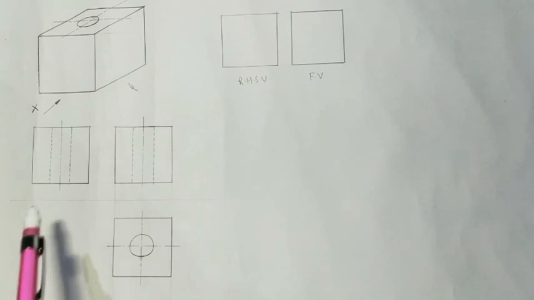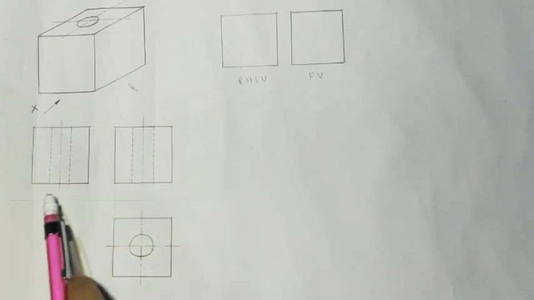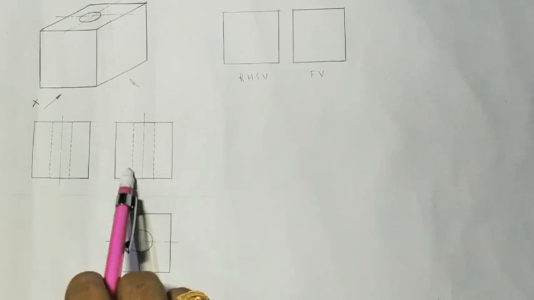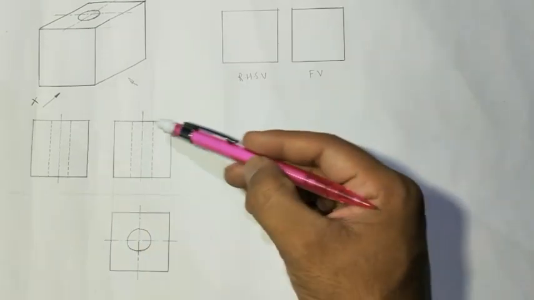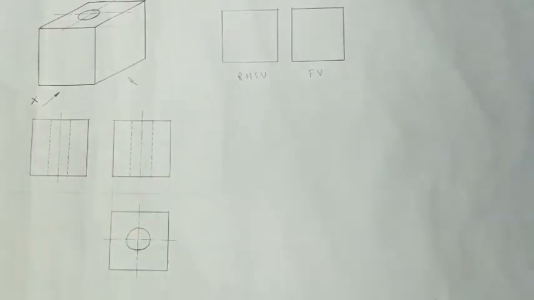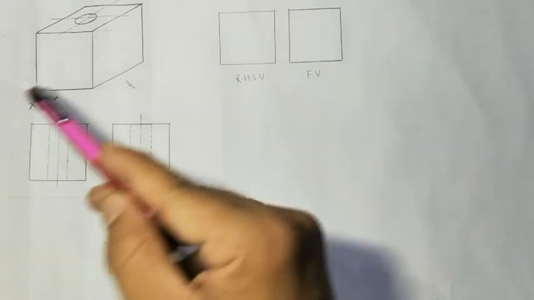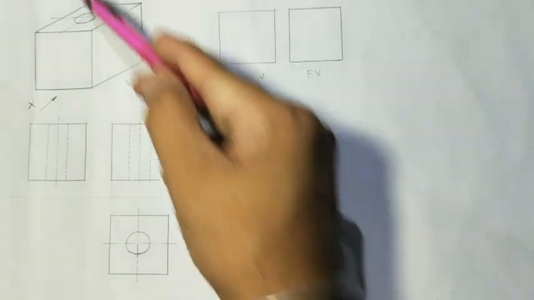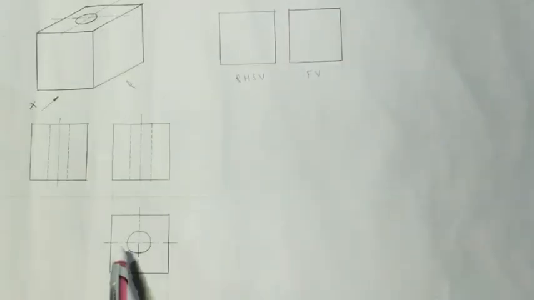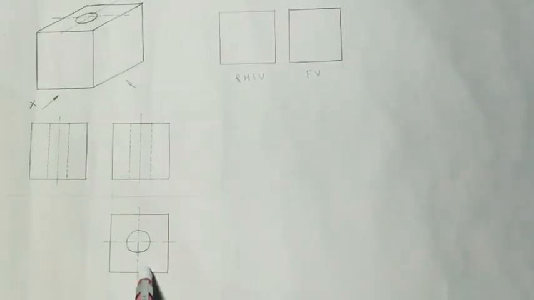So while drawing the front view and the right hand side view, we have used the hidden lines. These dotted lines are also called hidden lines. These hidden lines we have used to represent the hole which was hidden when we observe the object from the front and from the right side. The hole is visible only when we look at the object from the top side, which is here. You can see it very clearly in the top view.